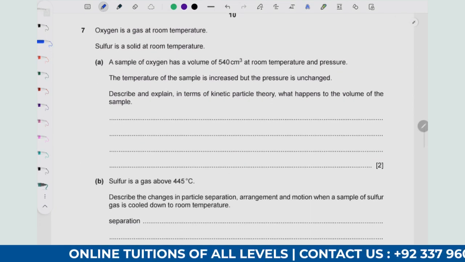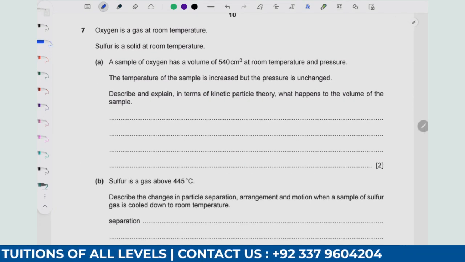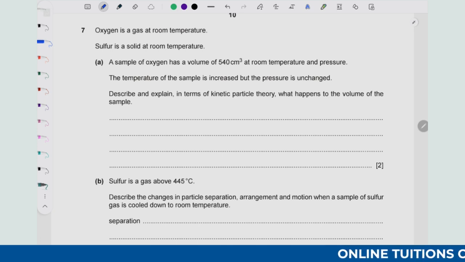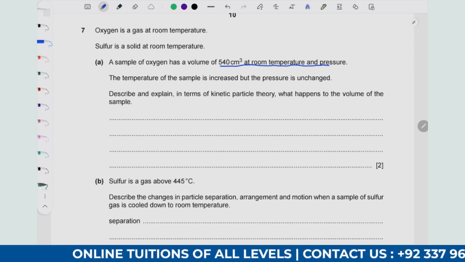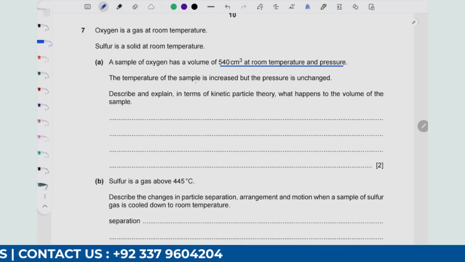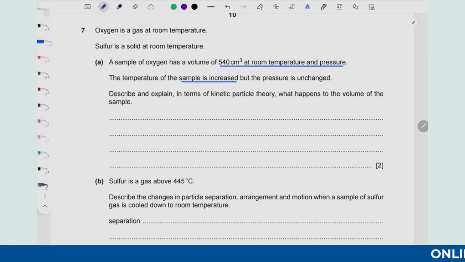Moving towards question number 7, it says that oxygen is a gas at room temperature, sulfur is a solid at room temperature. A sample of oxygen has a volume of 540 centimeter cube at room temperature and pressure. The temperature of the sample is increased, but the pressure is unchanged. Describe and explain in terms of kinetic particle theory what happens to the volume of the sample?